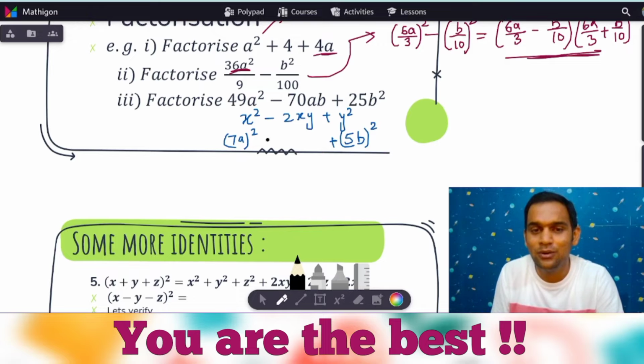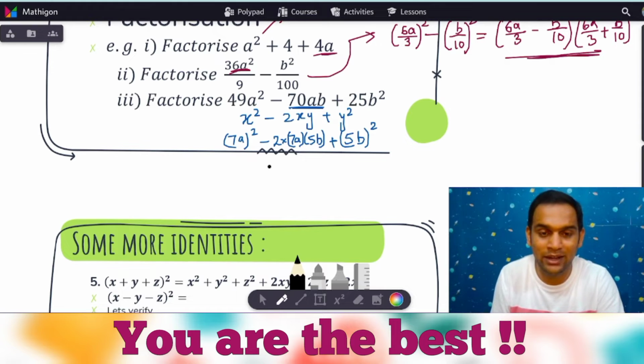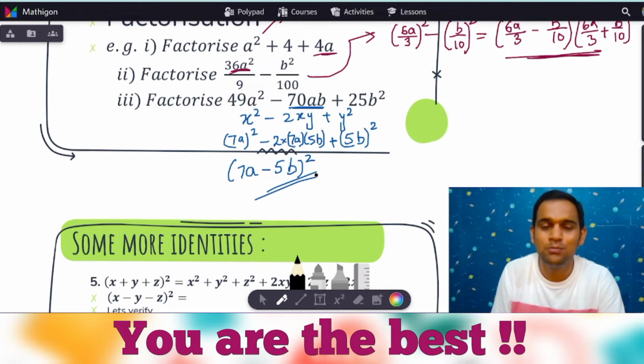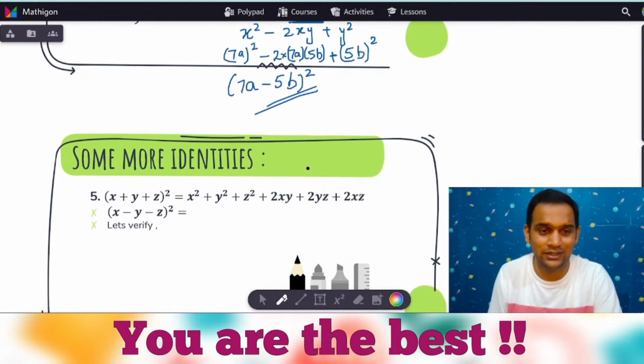So now if I write minus 2 times 7a times 5b, am I going to get minus 70ab? Let's quickly verify. 7 times 5 is 35, times 2 is 70, and obviously minus 70, a times b is ab. That means it is exactly in the form of x square minus 2xy plus y square. So what will be the factorization of this? (7a minus 5b) to the whole square. I hope that makes a lot of sense, a beautiful lot of sense.